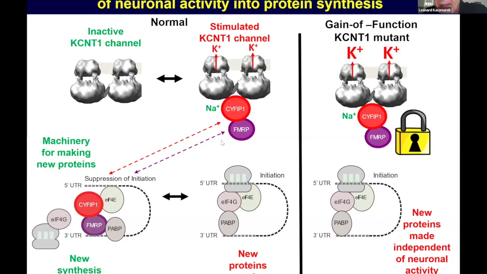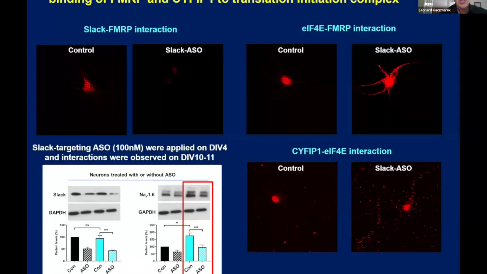So we think this is actually a key element of the intellectual disability, because it is a serious disruption of the activity-dependent translation that's absolutely required for learning and memory. So the next part of this is, can this be fixed with pharmacological agents or other approaches?